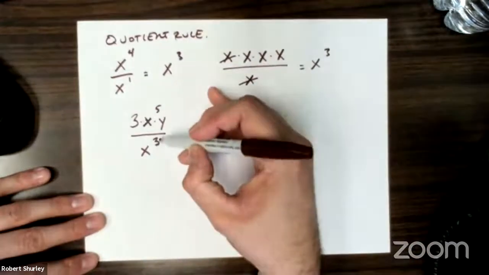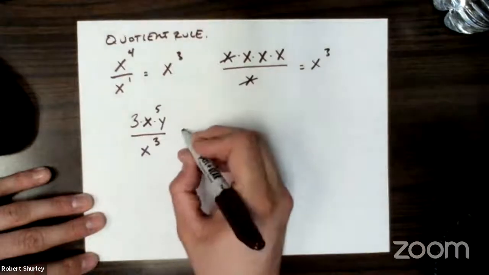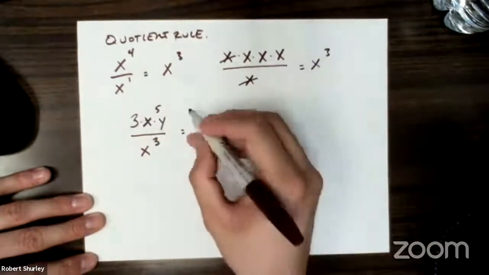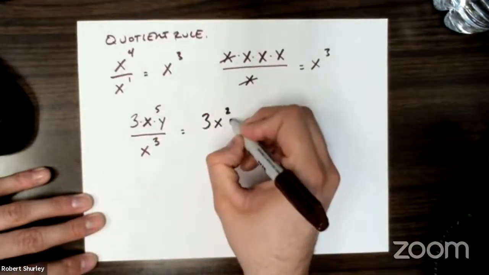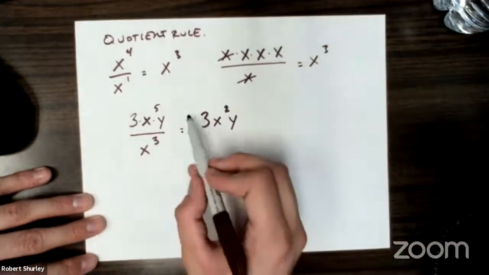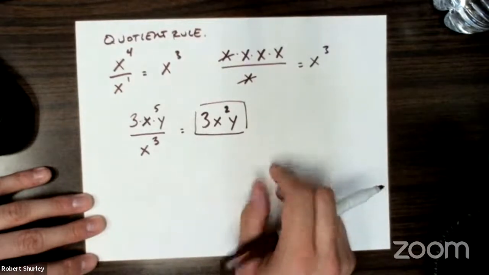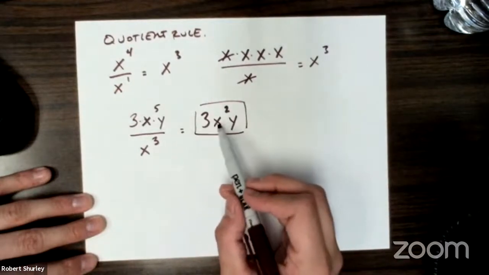So what that means is we can simplify the x's on top and bottom. Well, 5 minus 3 is just 2. So this winds up being 3x squared y. Okay, 3x squared y, kind of neat. And notice we have no repeating bases: a 3, an x, and a y.